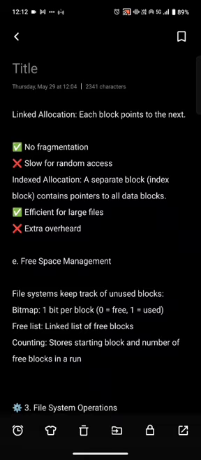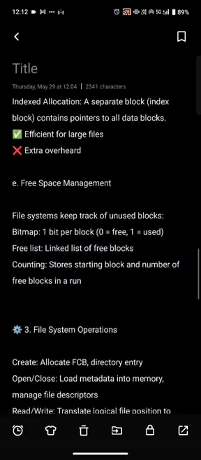Indexed allocation: a separate index block contains pointers to all data blocks. Efficient for large files, but extra overhead.